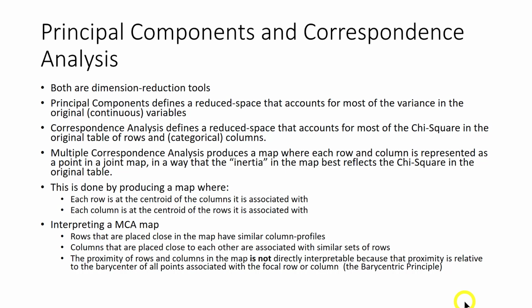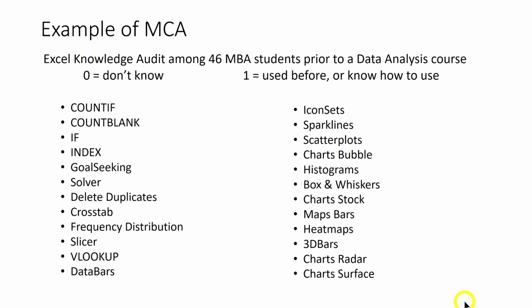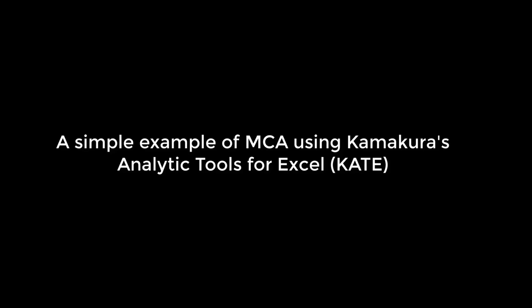We're going to try to see the intuition behind correspondence analysis with this example. What I have here is a knowledge audit that I did with 46 MBA students prior to taking a data analysis course. Essentially, I had a list of Excel tools and functions, and they reported their knowledge about each one of those tools and functions. 1 means I used it before or I know how to use it. 0 means don't know, and I have a collection of tools and functions. This is a subset of the data.